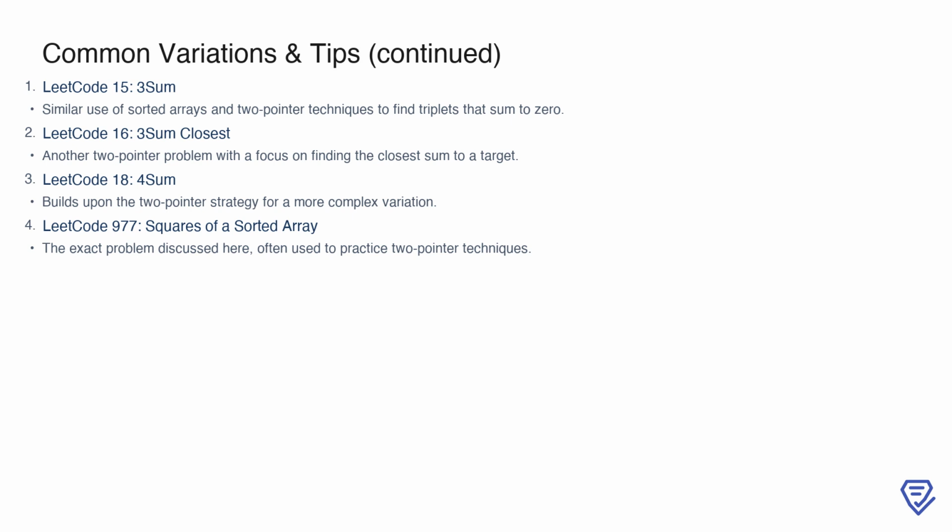For instance, LeetCode 15, the three-sum problem, requires finding triplets that sum to 0 in a sorted array. Similarly, LeetCode 16, three-sum closest, builds on this technique by focusing on finding the closest sum to a target value. Another example is LeetCode 18, the four-sum problem, which extends the two-pointer strategy to handle a more complex variation. Of course, LeetCode 977 itself, squares of a sorted array, is a classic example used to practice and master two-pointer methods. These problems share common themes and are excellent for building a deeper understanding of array manipulation and optimization techniques.